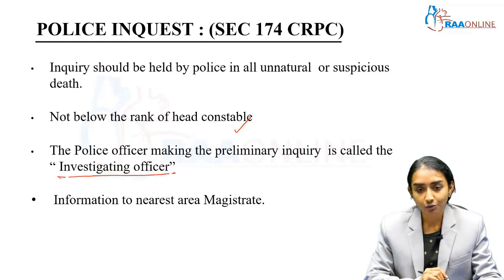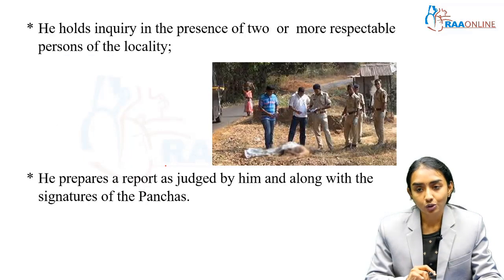Before proceeding for the inquiry, he has to inform the nearest area magistrate, usually a judicial magistrate. Once he goes to the place where the body has been found, he starts conducting his inquiry. He will ask persons who are available around the area where the body was found, who become the witnesses in the inquiry. These people are supposed to answer the questions asked by the police. If not, they will be punished for not answering the questions.